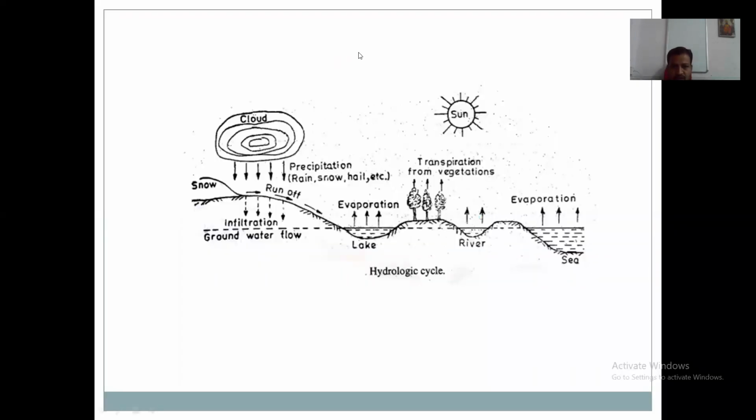When rainfall occurs, during the rainfall, see this, the rainwater is absorbed by the soil. After absorption of the water, that water will flow downwards in this way. Okay, it will reach up to the groundwater table.